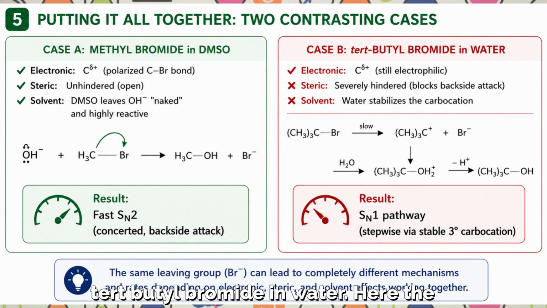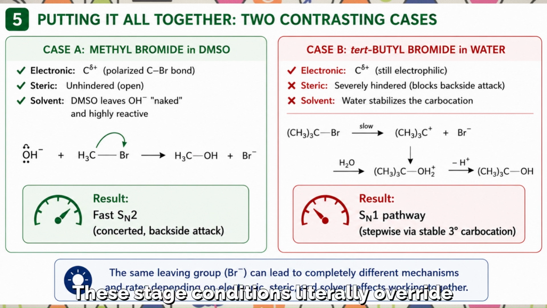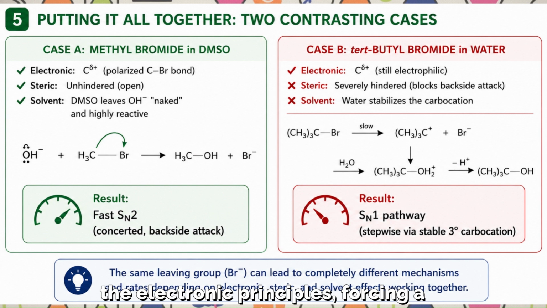But contrast that with case B, tert-butyl bromide in water. Here, the severe steric hindrance totally blocks the backside attack, and the protic solvent stabilizes a carbocation instead. These stage conditions literally override the electronic principles, forcing a completely different multi-step SN1 pathway.